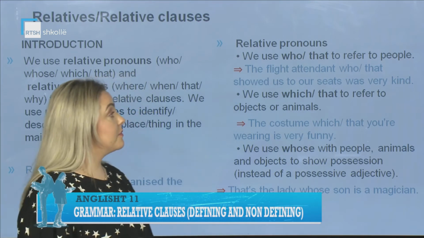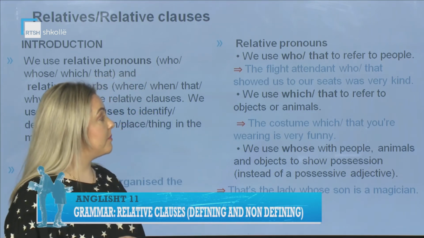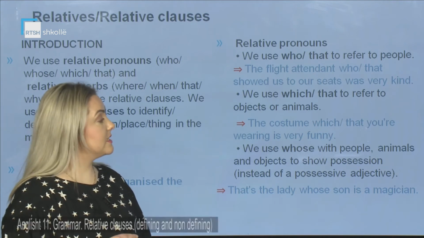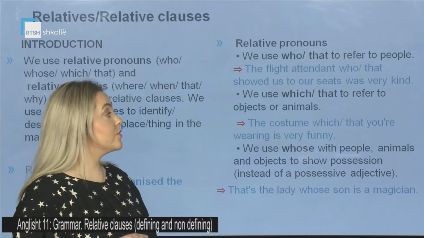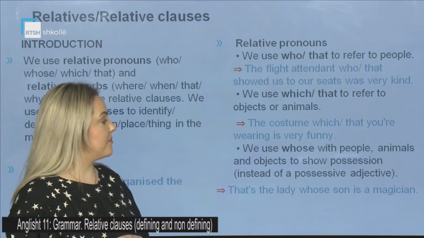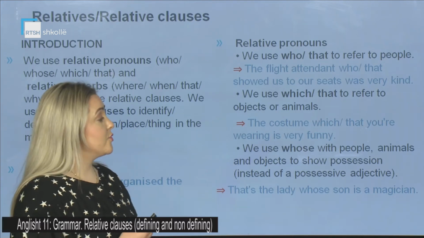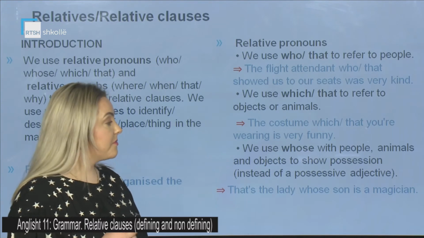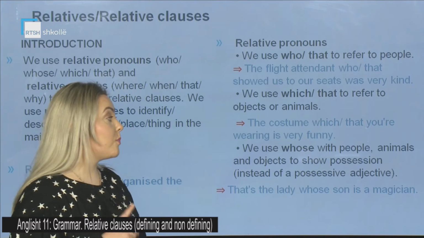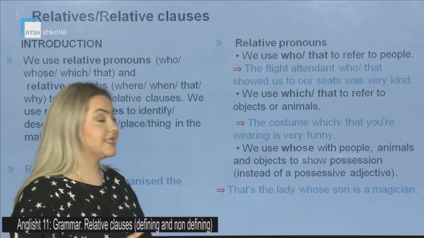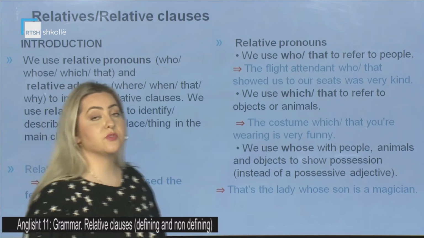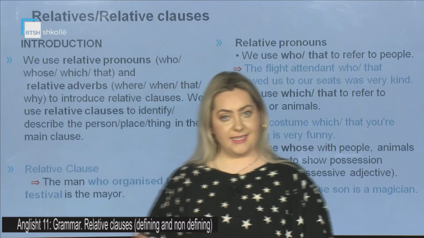Relative pronouns. We use who, that to refer to people. The flight attendant who or that showed us to our seats was very kind. We use which or that to refer to objects or animals. For example, the costume which or that you're wearing is very funny. We use whose with people, animals and objects to show possession instead of a possessive adjective. For example, that's the lady whose son is a magician. Let's continue.